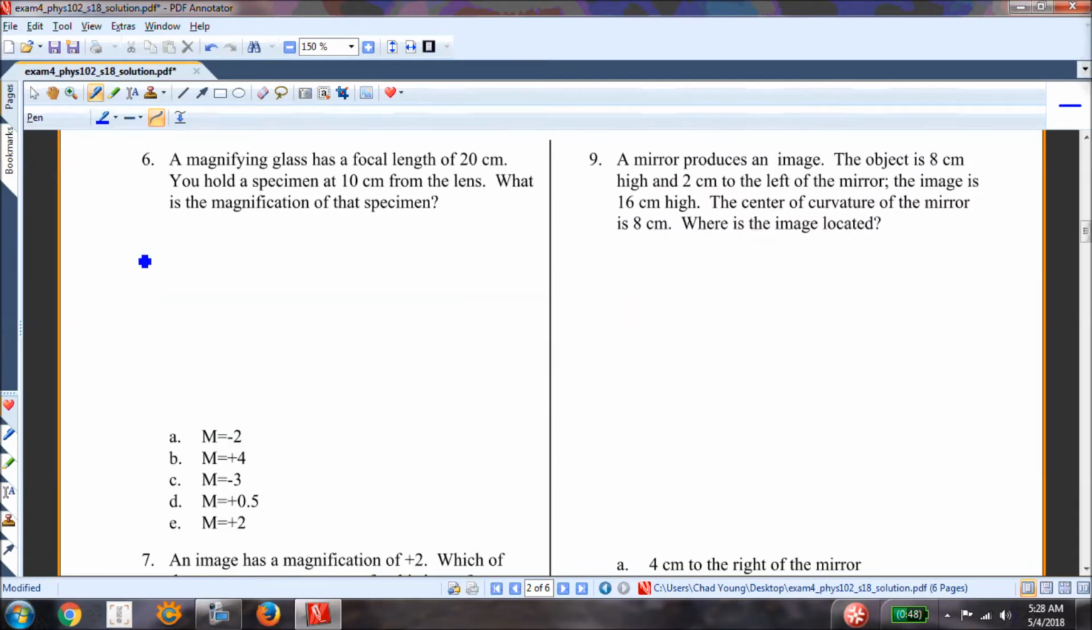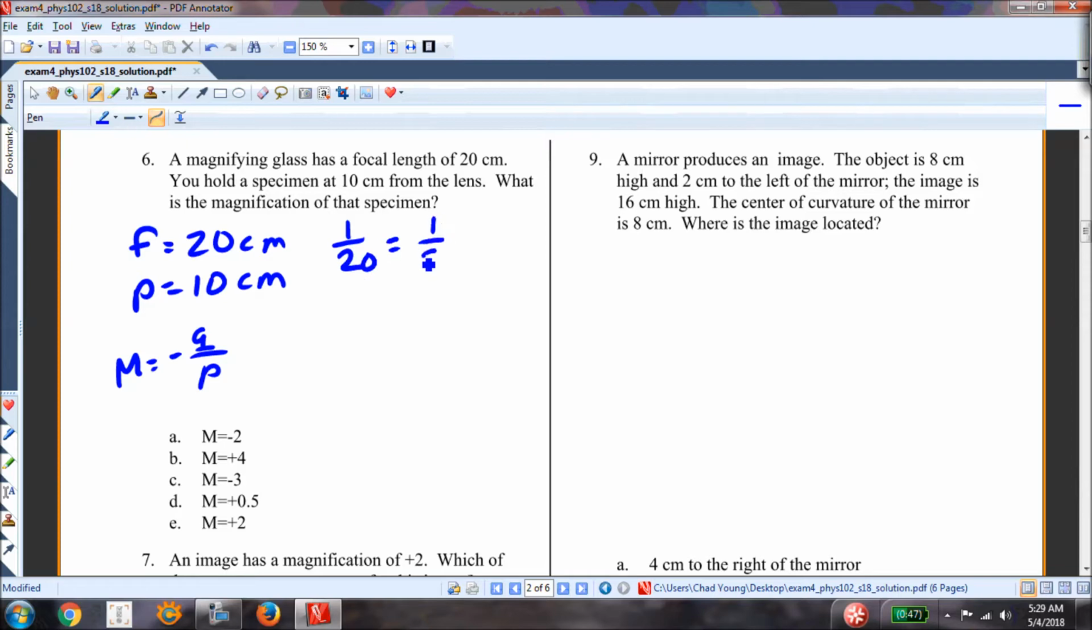A magnifying glass has a focal length of 20 centimeters. You hold a specimen 10 centimeters in front of the lens. What is the magnification? So here I first want to find my magnification, that's negative Q divided by P, but I don't know Q, so I have to find that. So I have 1 over F, that's 1 over 20, equals 1 over Q plus 1 over P, that's 1 over 10. So Q then is equal to 1 over 20 minus 1 over 10. The inverse, that's 1 over 20 minus 2 over 20, so it's equal to negative 20 centimeters is Q.